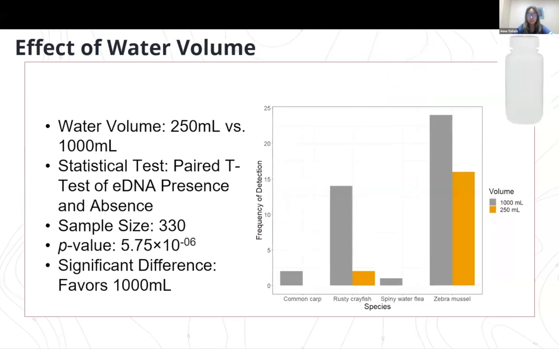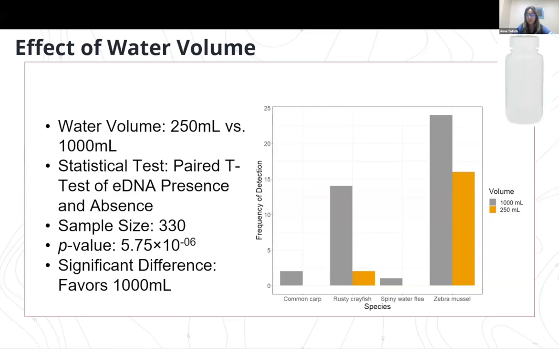Similar to filter pore size, we are looking at water volume. A larger water volume could mean a higher probability of eDNA detection because of more biomass capture. In this experimental group on the effect of water volume on the detection probability of the presence and absence of eDNA, we found that the 1,000 milliliter water sample compared to the 250 milliliter water sample group had a significant difference in detection probability, favoring the 1,000 milliliter group. This makes sense as well, as with more water volume, there is a higher probability of eDNA capture from the water.